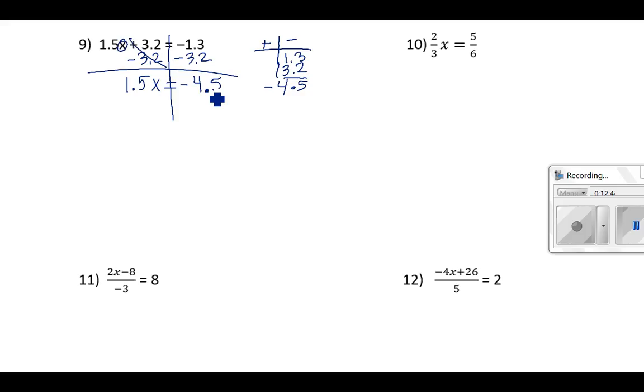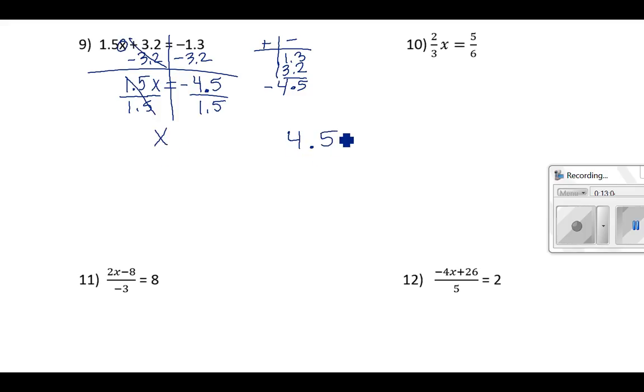I'm going to get rid of the 1.5, and because it's connected to the x through multiplication, the inverse operation will be dividing. So I'm dividing both sides by 1.5. I have x left over. Now I'm going to do a division problem.